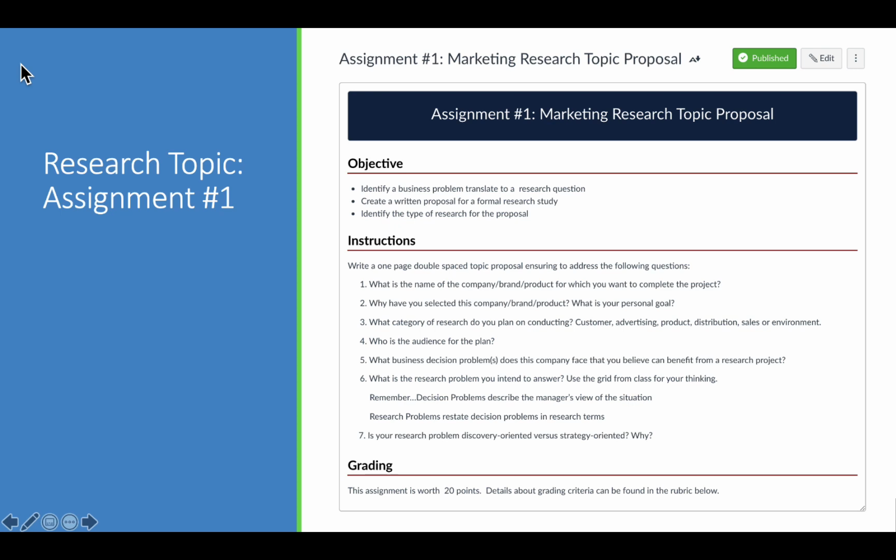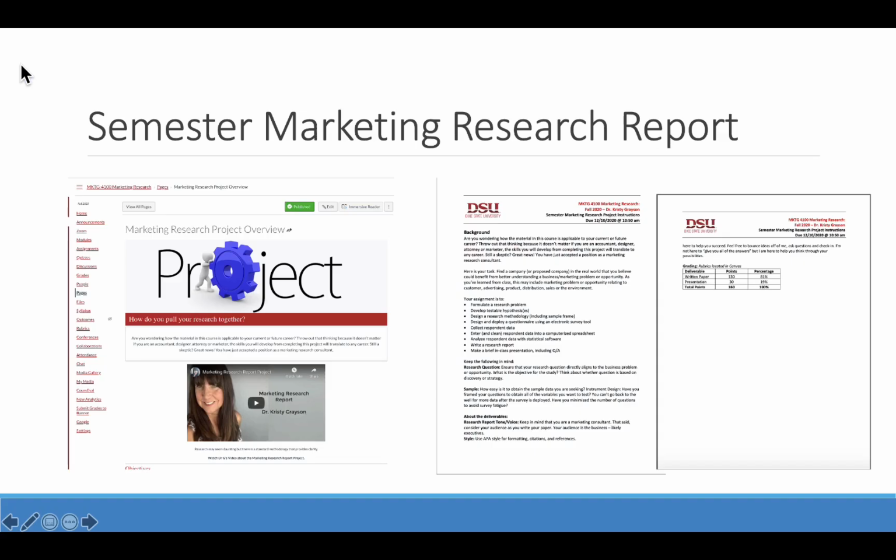So this assignment is worth 20 points, and there is a detailed rubric for you. In lieu of doing a formal research proposal, I want you to simply answer these questions in a one-page document. Review the rubric because that's going to tell you how I grade.